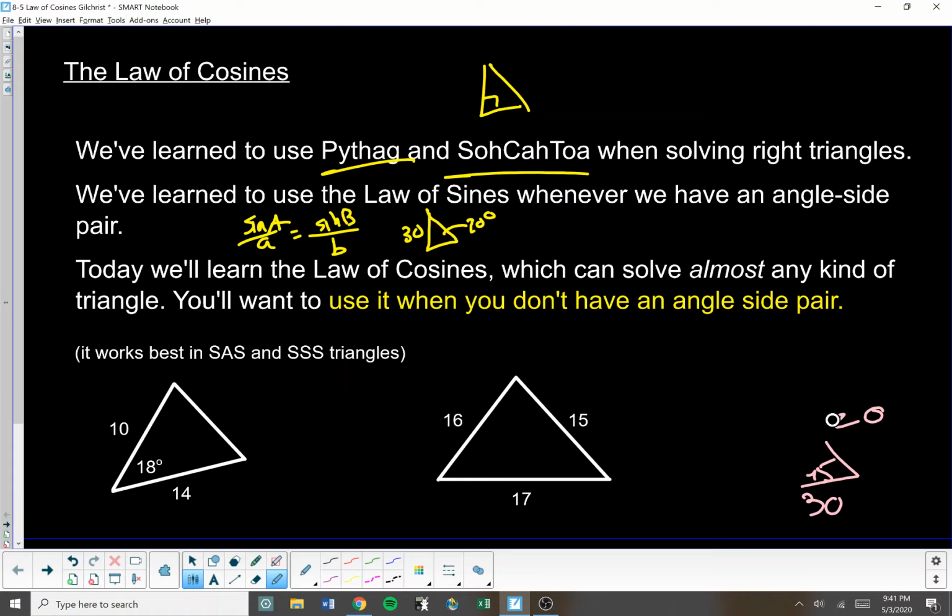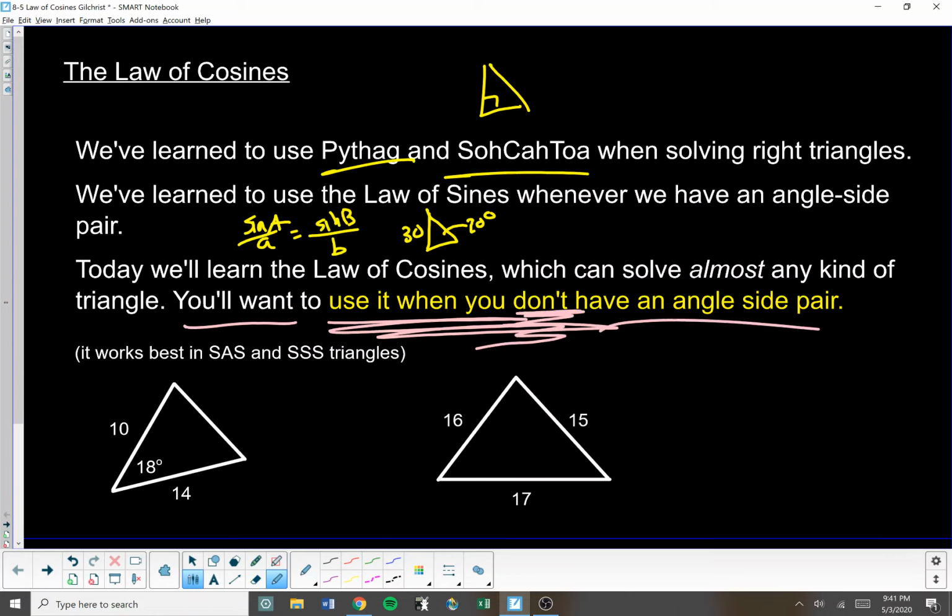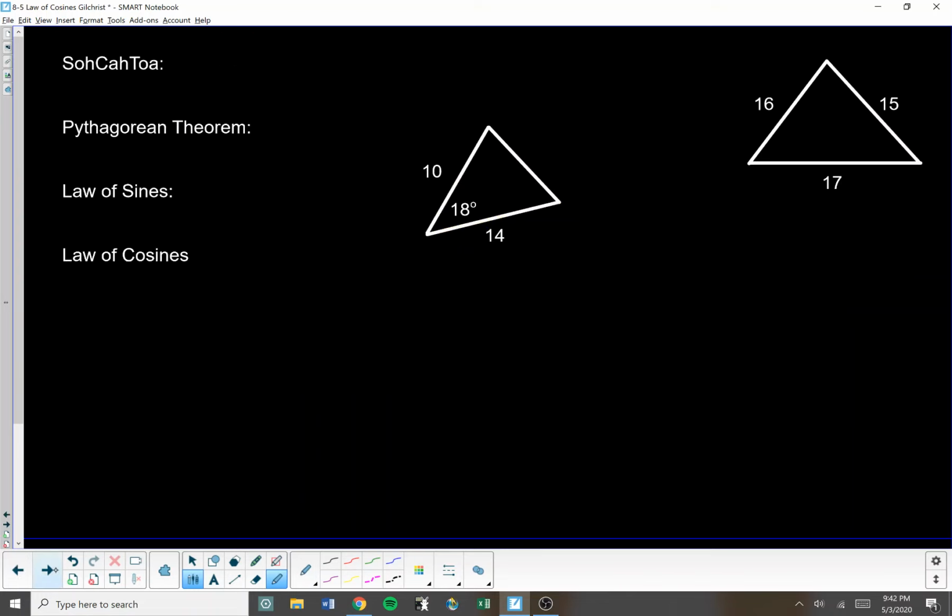Every other type of triangle can be solved by law of cosines. However, it's kind of a pain in a lot of cases. You only want to use the law of cosines when you don't have an angle side pair. So really that means it works best in side angle side and side side side triangles. So today we're learning law of cosines, but real quick let's review Sohcahtoa, Pythagorean, and law of sines.